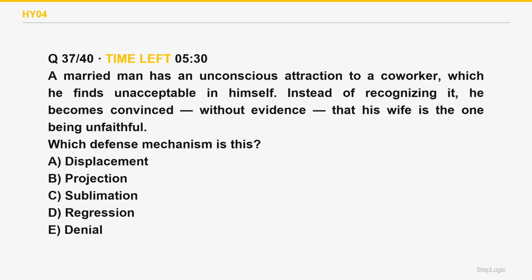Which defense mechanism is this? A married man has an unconscious attraction to a coworker, which he finds unacceptable in himself. Instead of recognizing it, he becomes convinced, without evidence, that his wife is the one being unfaithful. Read the command, name the defense mechanism. He attributes his own forbidden impulse to someone else.